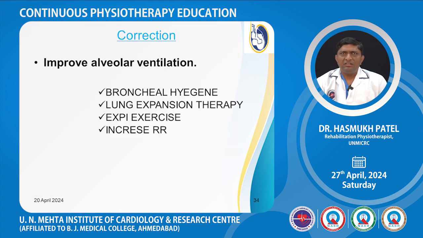Correction: how to correct the increased PCO2? There is one thing: improve the alveolar ventilation. Now, how to improve the alveolar ventilation? There are 4 things: bronchial hygiene, lung expansion therapy, expiratory exercise, and increase the RR. If the patient is on a ventilator, then we have to make some changes on the ventilator, like increasing the RR to wash out the PaCO2 level.